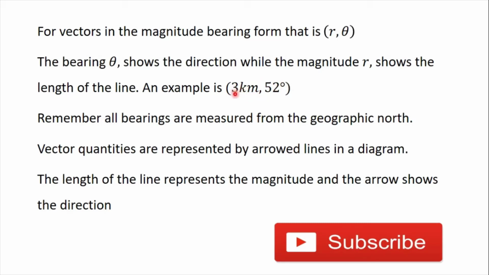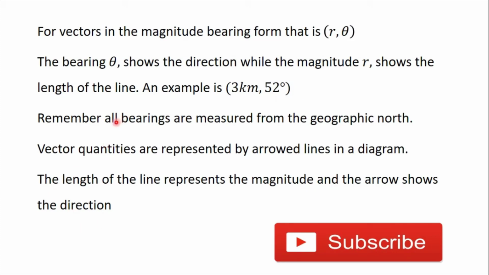The magnitude or the length of the line is 3 kilometers, and 52 degrees here represents the bearing or the direction. So what you have to do is measure or draw a bearing of 52 degrees, then indicate the length of the line, 3 kilometers, on the line that you draw. Once again, we are going to take more examples on this, so you are going to get it very well.